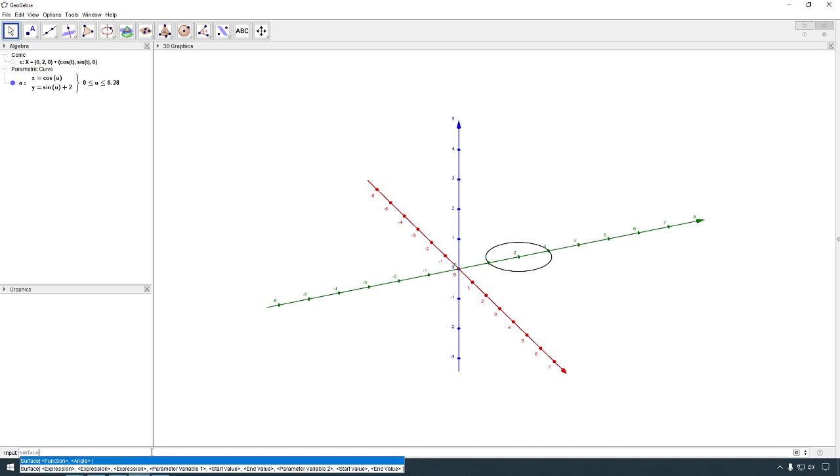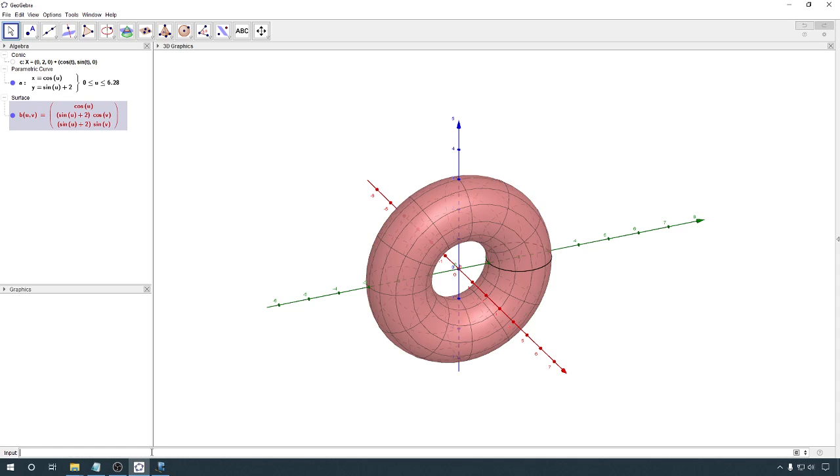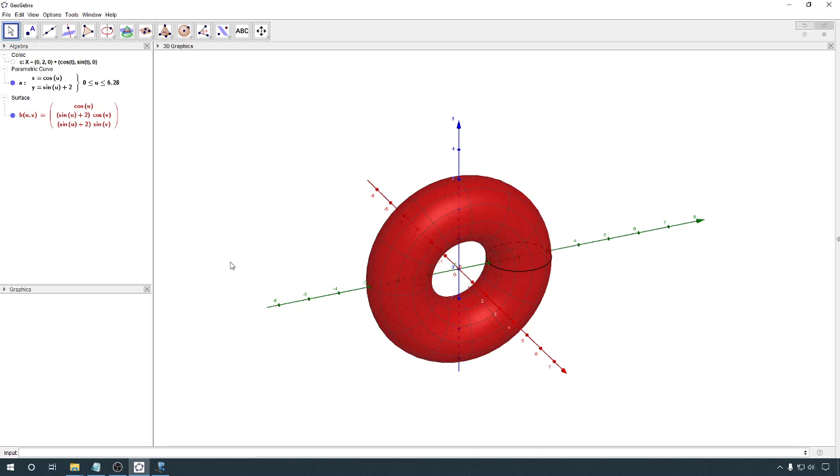So let's take a moment to type in. So we had cosine of u. We had, make sure the sine of u plus 2 is in parentheses. That's being multiplied by cosine of v. And then we have the sine of u plus 2 multiplied by sine of v this time. U going from 0 to 2 pi. V going from 0 to 2 pi. And we get a torus. We get a donut.